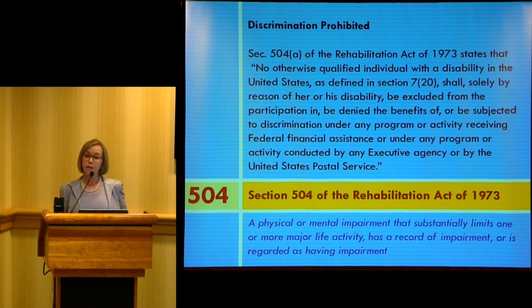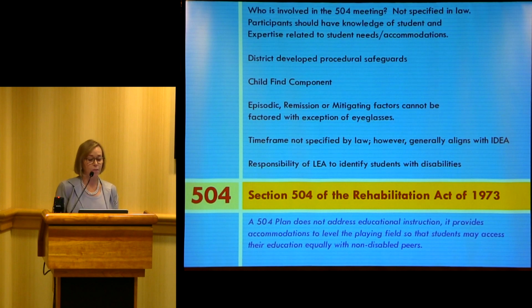It does not apply just to students. It also applies to adults in the community. This is for any person in the United States who has a disability. Section 504's definition of a disability is broad and expansive. It is any physical or mental impairment that substantially limits one or more major life activity, or has a record of such an impairment, or is regarded as having an impairment. So now we're going to look at a few specifics.